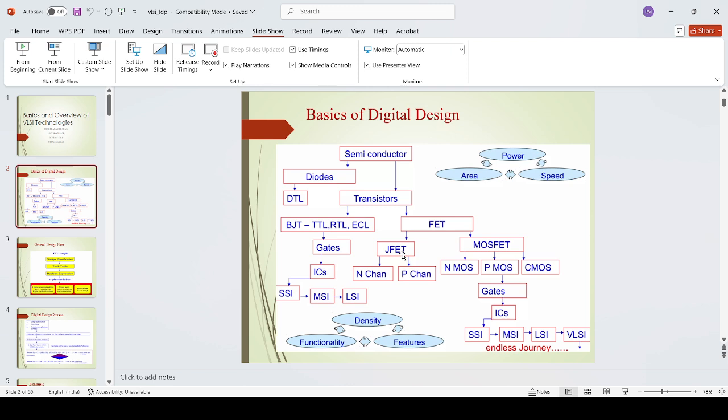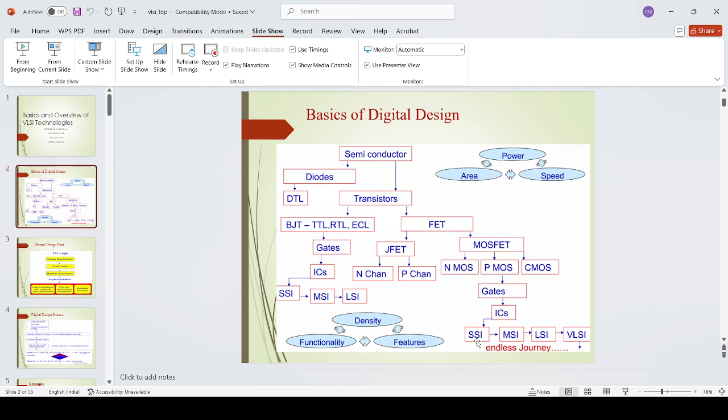And after that, with the help of those transistors, we are going to design the logic gates, and from that we are going to design complex IC designs. Those ICs, based upon the number of components which we are placing in a single chip, are divided into different categories, like different levels of integration. If we use a small number of transistors, like hundreds of transistors in a single chip, then it is called small scale integration.